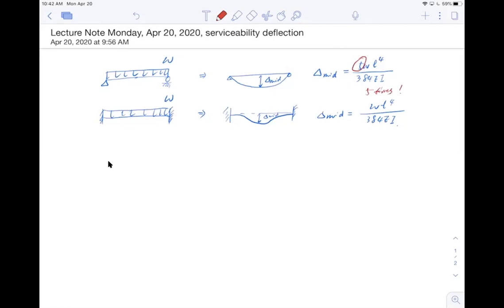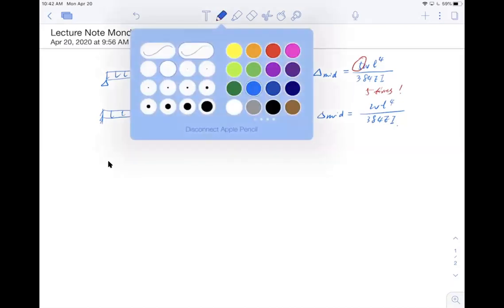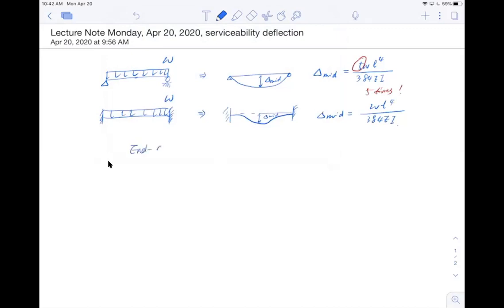What does it mean? It means that the end constraint has to be taken into consideration. Wouldn't you also have a single fixed end condition as well? Yes, we will, but here I just want to illustrate quickly that end constraint has to be considered in deflection calculation.